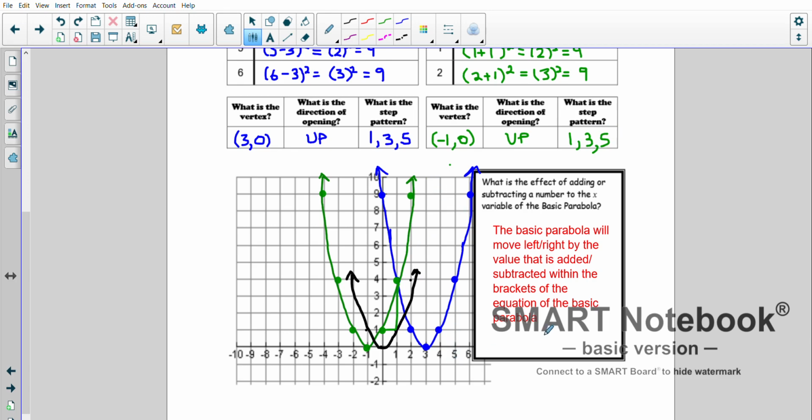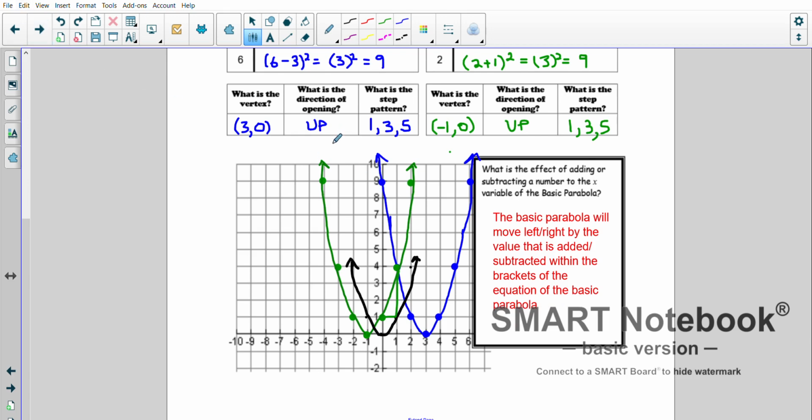So in summary here, the basic parabola is going to shift left or right by the value that is added or subtracted within the brackets of the equation of the basic parabola. There'll be a nice summary at the end of this. So hopefully, you get through this whole video. If not, go to the end, at least watch the last few minutes, and I'll summarize all these transformations. This would be a lesson that we would do in 2 days.